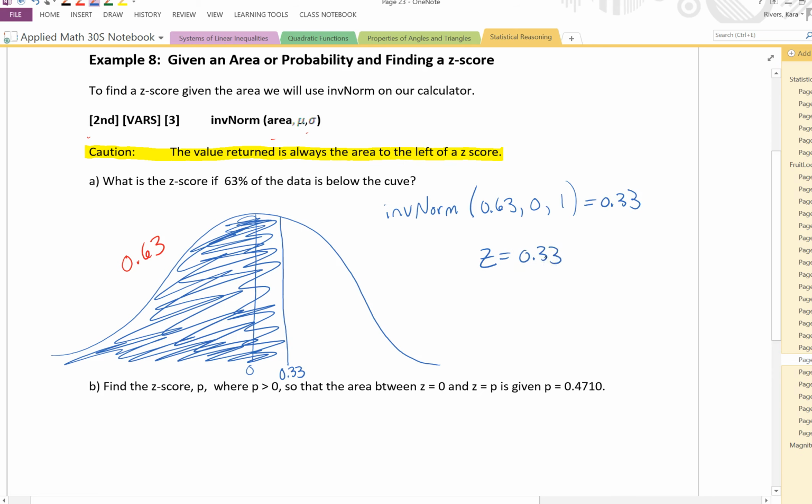Now the hard part is recognizing when you're solving for the z-score and when you're solving for the area or the probability. So in these situations we're solving for the z-score. That's nice because what we wanted was the area to the left.